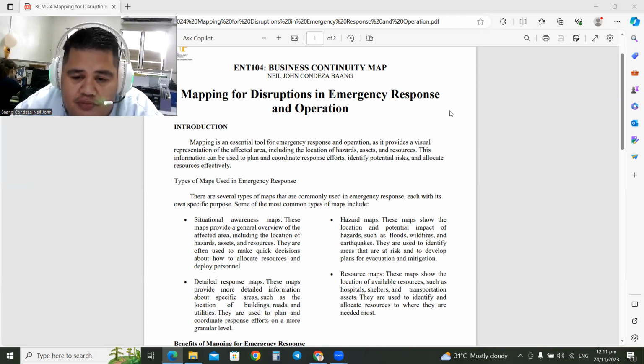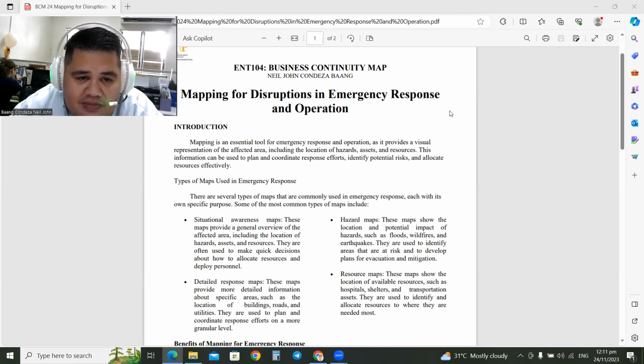The fourth map would be the resource map. This map shows the location of available resources such as hospitals, shelters, and transportation assets. They are used to identify and allocate resources to where they are needed the most.